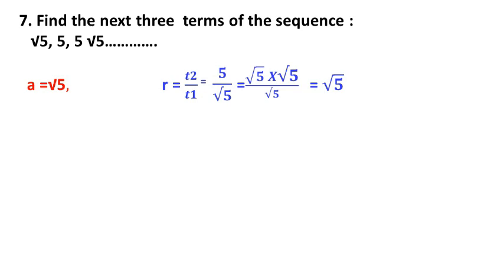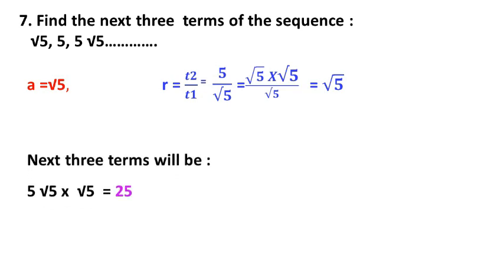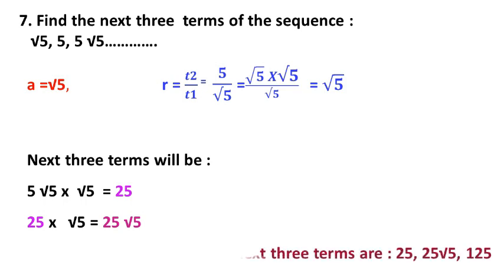As three terms are given in the question, consider the third term 5 root 5 and multiply it with root 5, the common ratio. The fourth term is 25. Consider the fourth term as 25, multiply with the common ratio root 5, so the fifth term is 25 root 5. Similarly, consider the fifth term 25 root 5 multiplied with the common ratio root 5, the next term will be equal to 125. Hence, the next three terms are 25, 25 root 5 and 125.